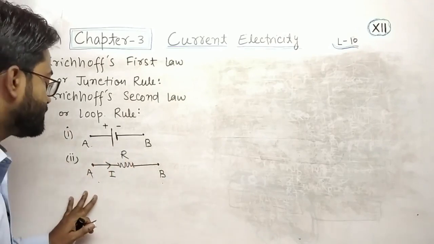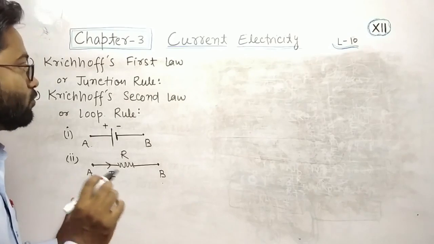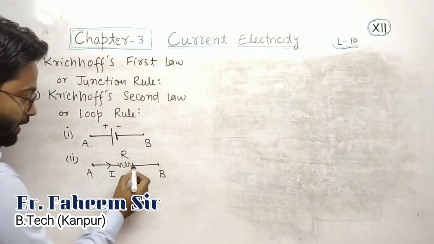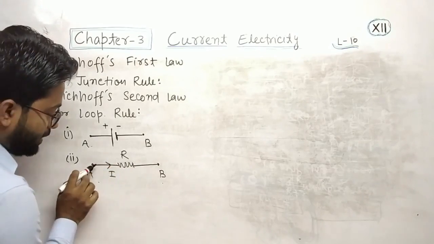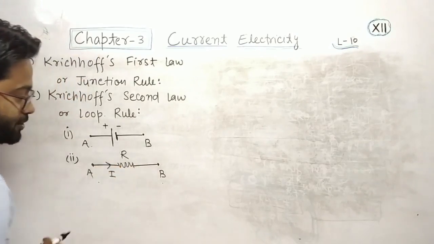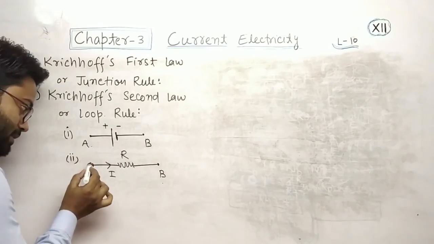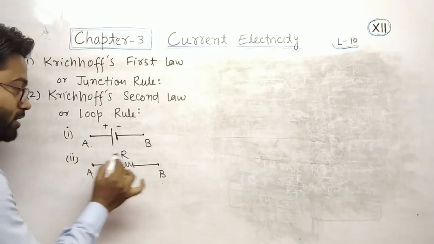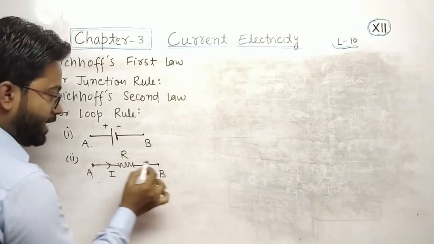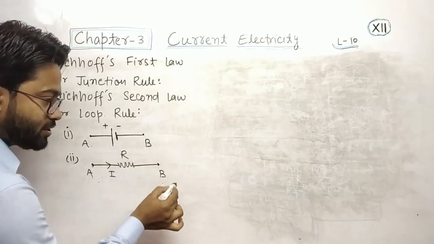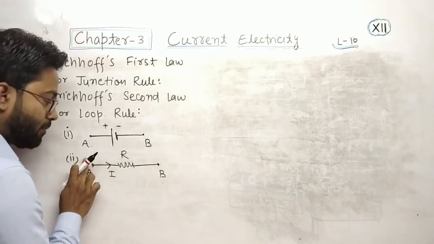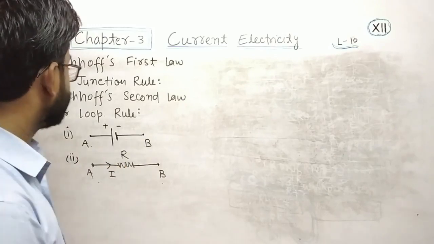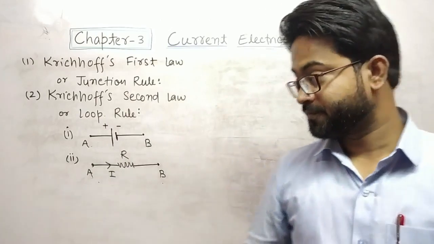These are the two points that must be clear before discussing the second law or loop rule. Again, if the current in the resistor is in this direction, that means this is higher potential and this is lower potential. If we go from point A to point B, there will be a potential drop, because we are going from higher potential to lower potential, and vice versa. Let us discuss what the second law is.